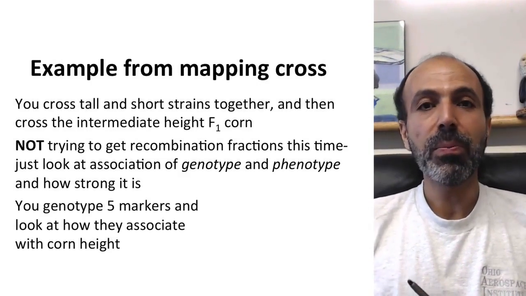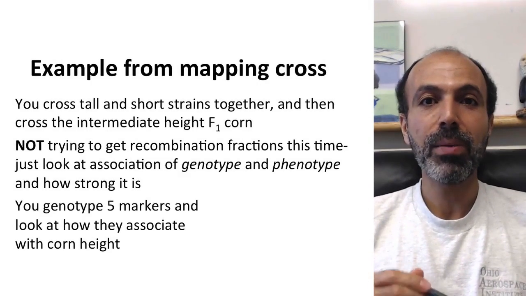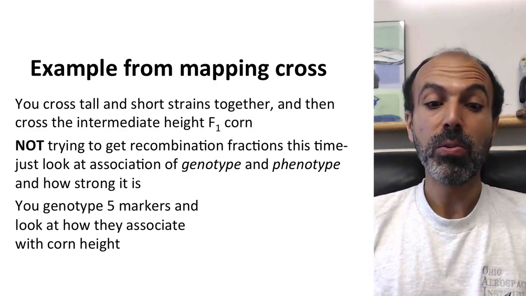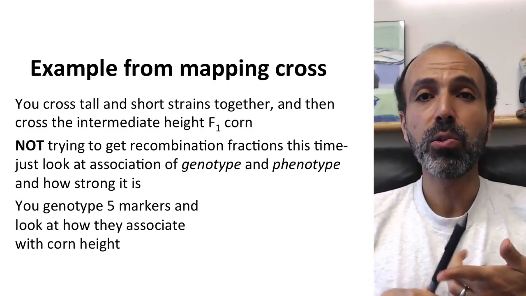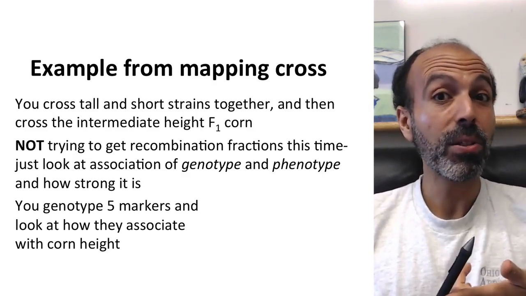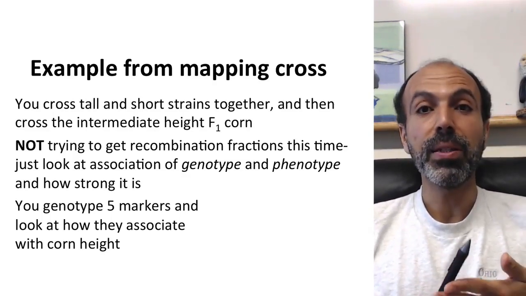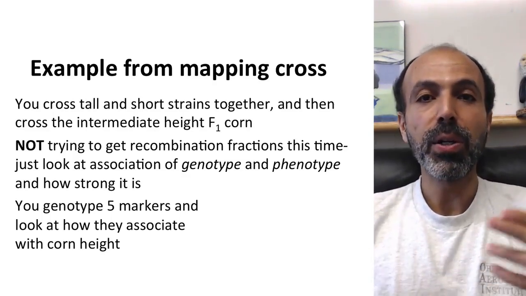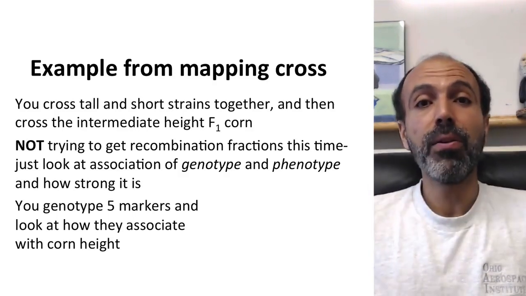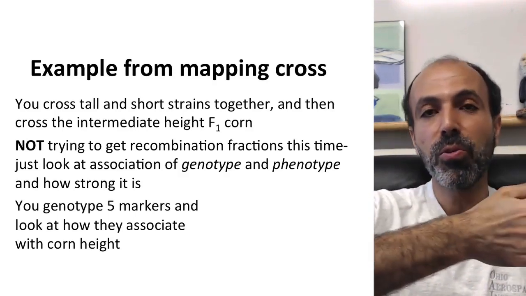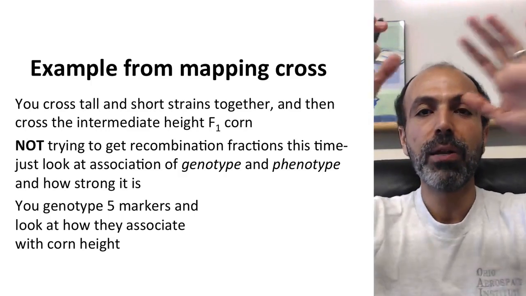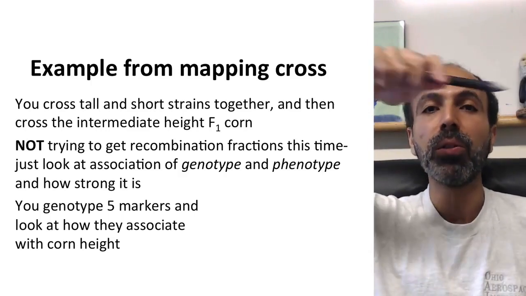So let's use an example from the mapping cross. We'll stick with the same example of corn that we used last time. This was a cross where we crossed a tall strain to a short strain. The tall strain was 5 feet tall. Short strain was 1 foot tall. We got F1s that were intermediate. They were 3 feet tall. And then we crossed the F1s to each other and got a lot of variation where some individuals were 5 foot tall, some individuals were 1, and a lot of them were kind of in the middle. We got that sort of bell curve.